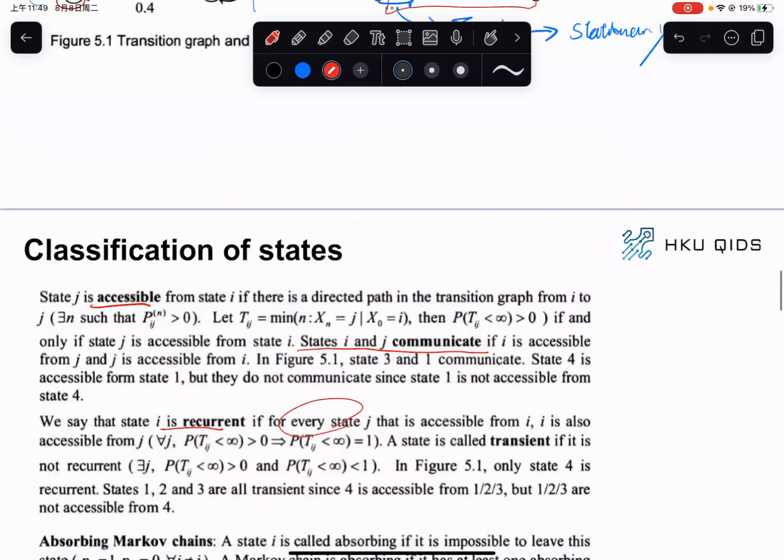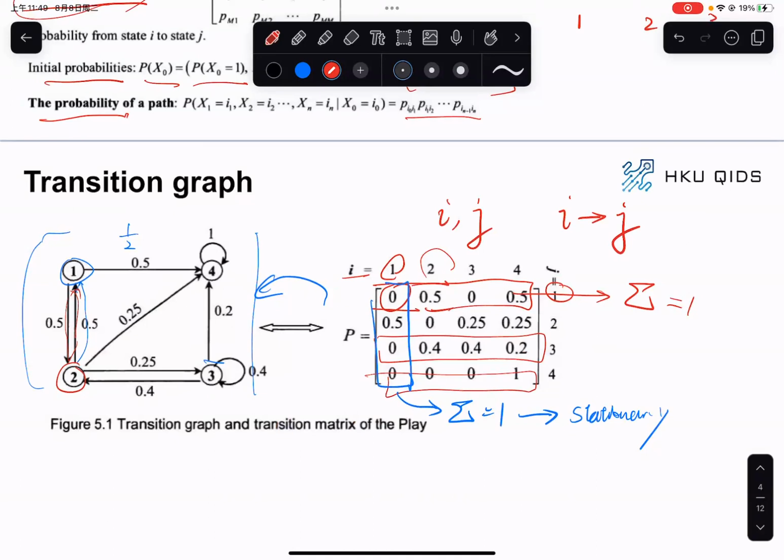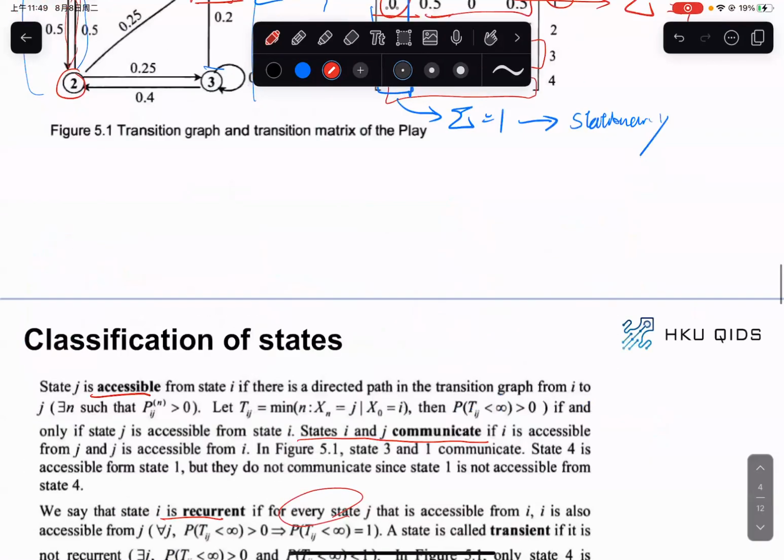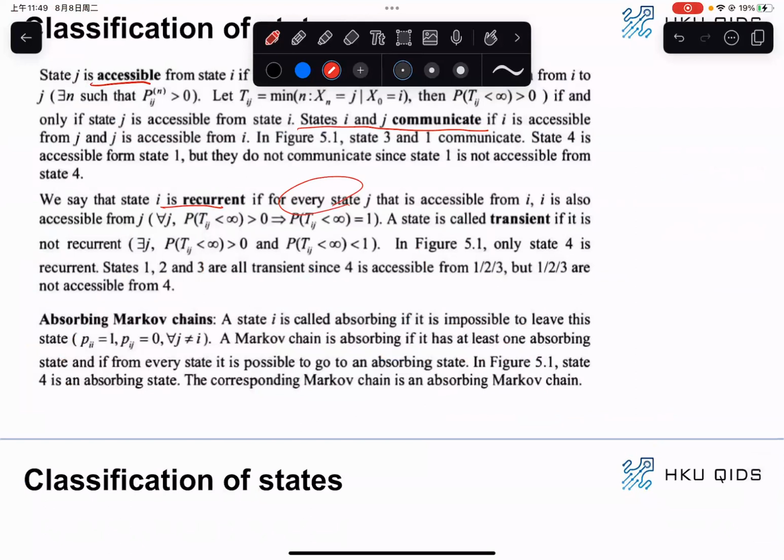It is a stronger definition compared with communicate because it requires every state, okay? So you can see for 1, is it recurrent? No, because 1 can go to 4, but 4 can never go back to 1, right? So 1 does not communicate with 4. And we can see the only one satisfying the recurrent condition is 4 itself, right? Because at 4, you always go back to 4. It communicates with itself. It sounds weird, okay? And if they are not recurrent, then they are transient. Transient means there is a probability that they are going to eventually leave this state and never come back.